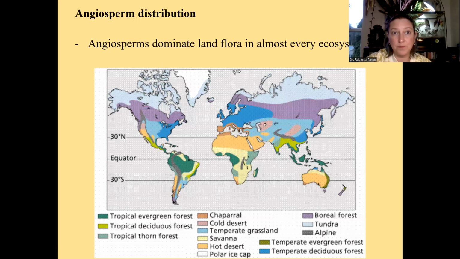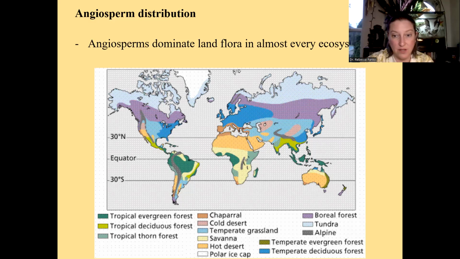Of flowering plants. Where are those found? Well, they're the dominant type of plant pretty much everywhere on Earth. So if you think of the tropical rainforest or a desert or on mountains, pretty much the majority of the plants that you see there are going to be flowering plants. That's what this says here. Angiosperms dominate land flora in almost every ecosystem.